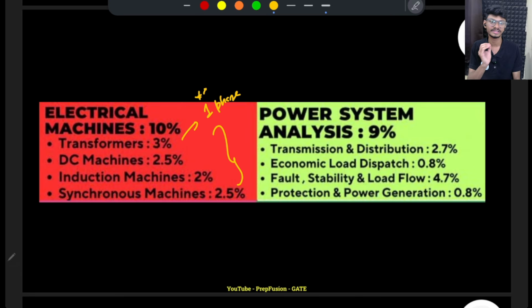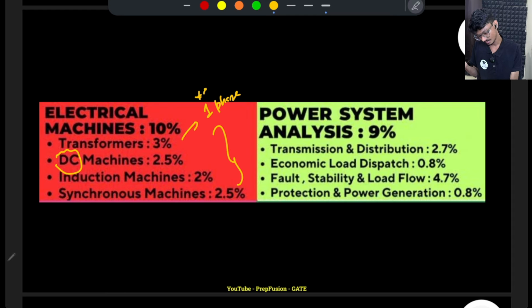DC machines is a very easy chapter, very easy chapter. You know, whenever we have DC, things become very easy. So don't skip DC, never skip DC. Study DC in a comprehensive manner. I will say study everything from electrical machines in a comprehensive manner.